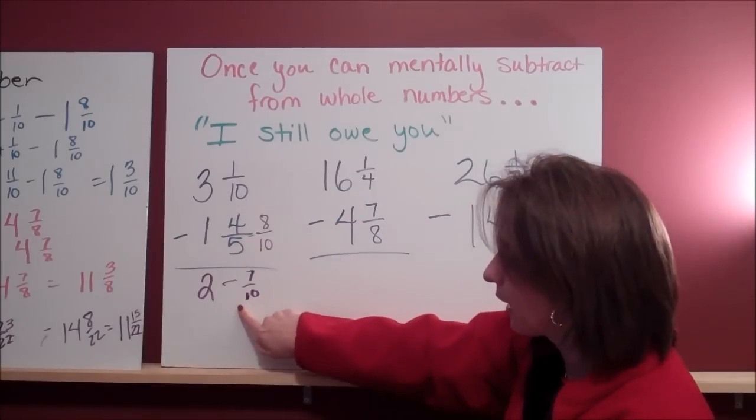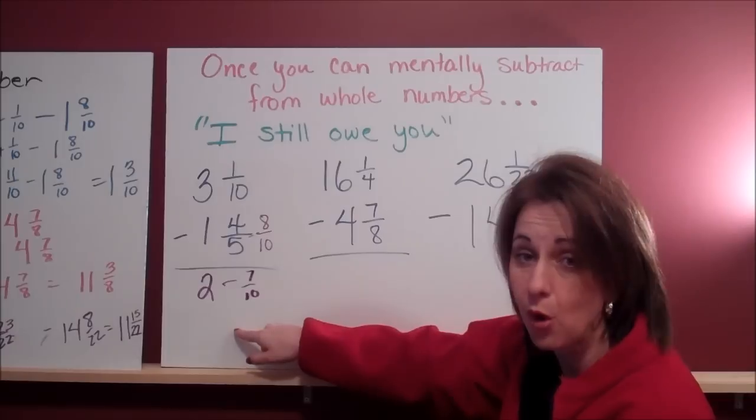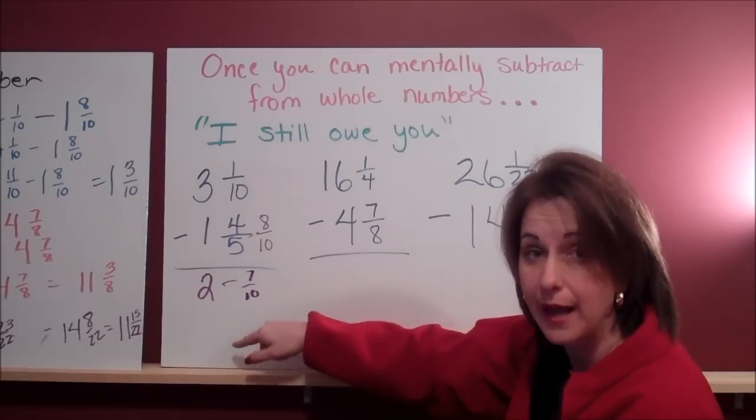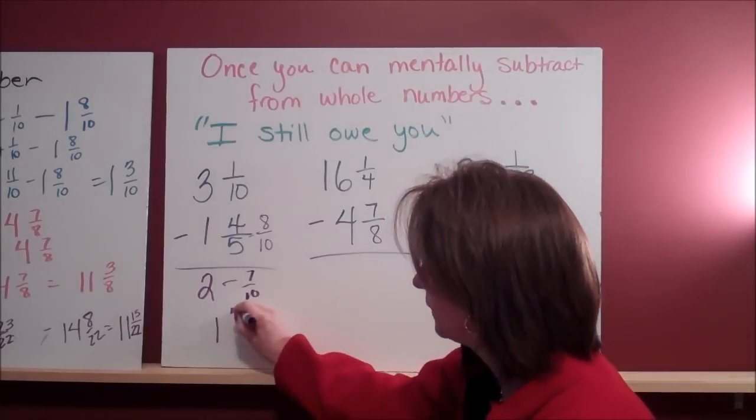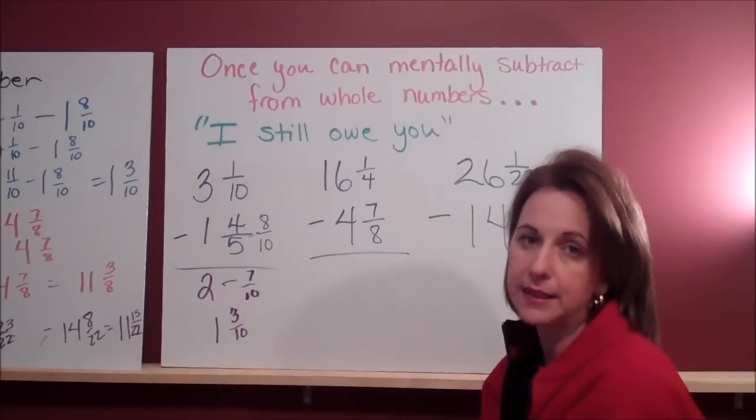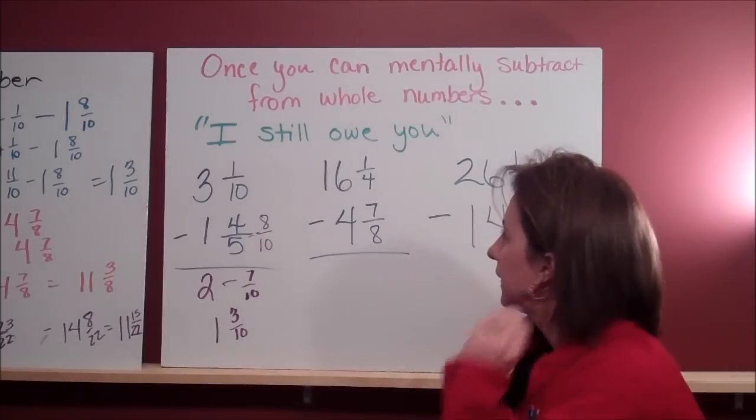So it's kind of like, take what I have, take the whole that I owe you, and take this 1/10. And now I have a problem that is a subtraction from a whole. So whatever strategy you used for that is what you can use here. And 2 minus 7/10 is 1 3/10.